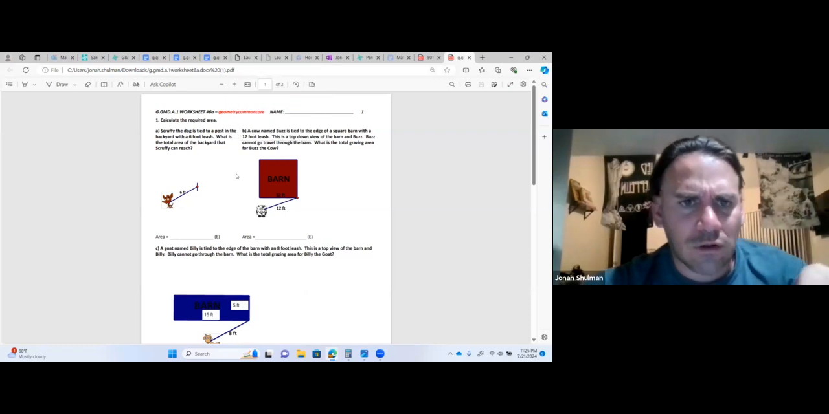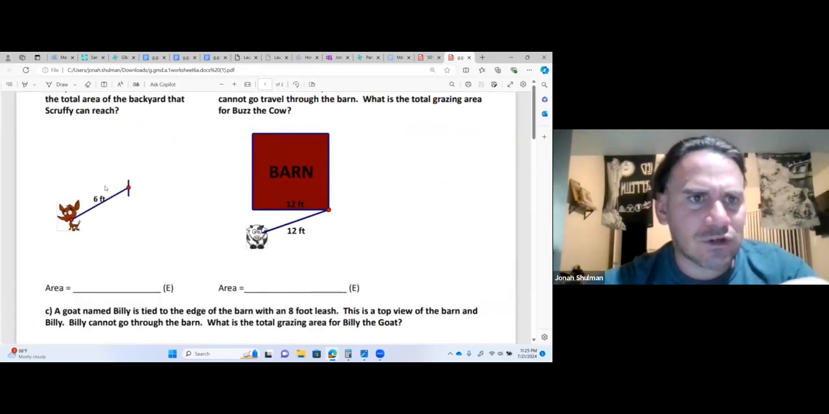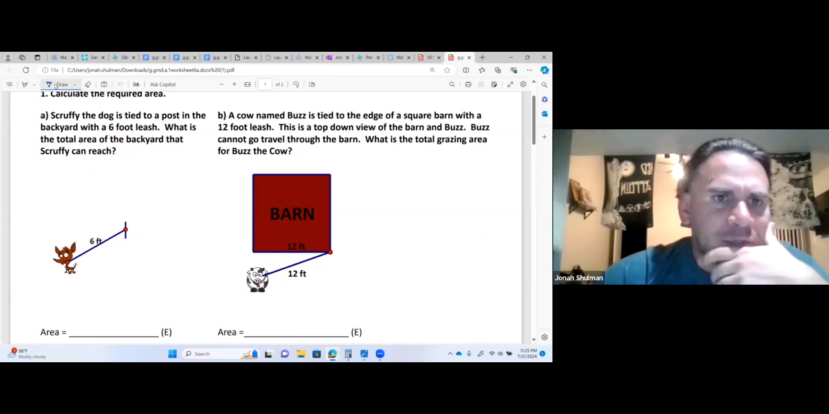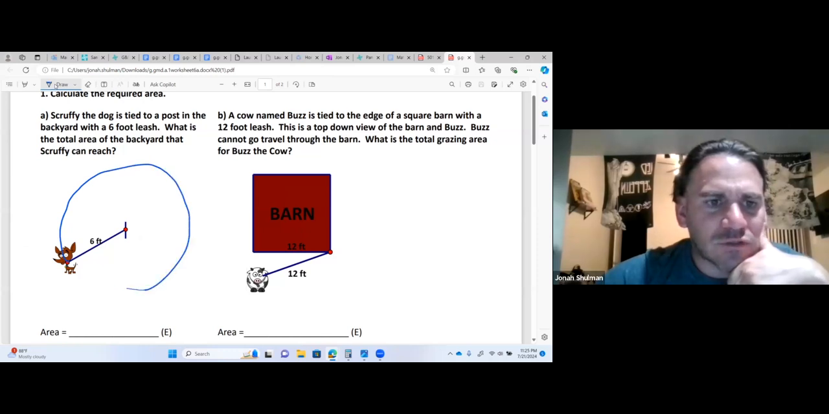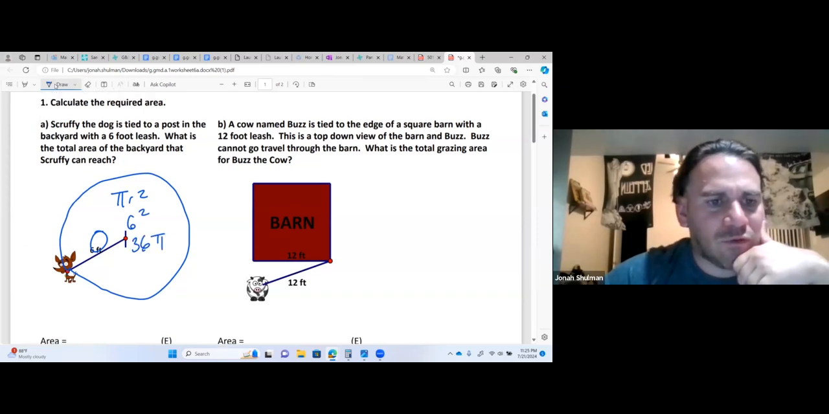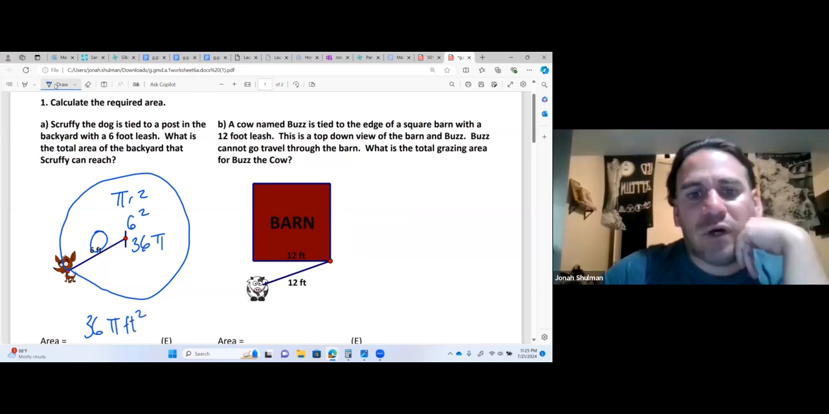So here we go, starting with our good friend Scruffy. Scruffy the dog is on a post with a 6 foot leash. What is the total area? Well, if I draw it, I'm just going to draw a big old circle. The area is just pi r squared. 6 squared is 36 pi. And then you can multiply if you want. We'll leave it in terms of pi for now. Feet squared.